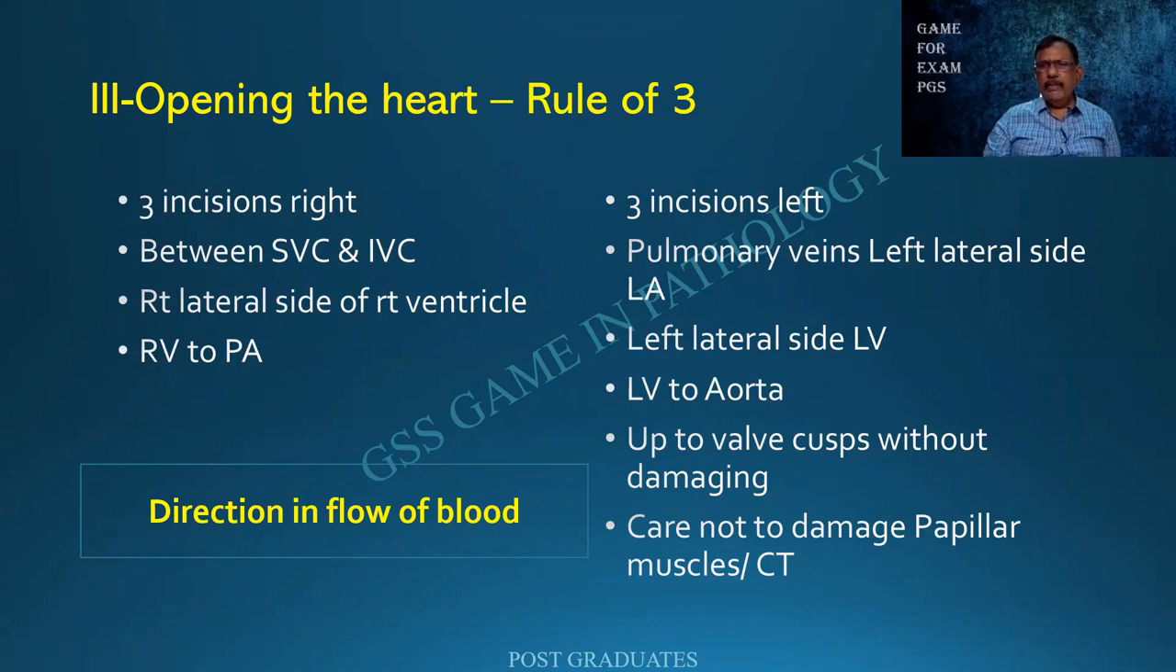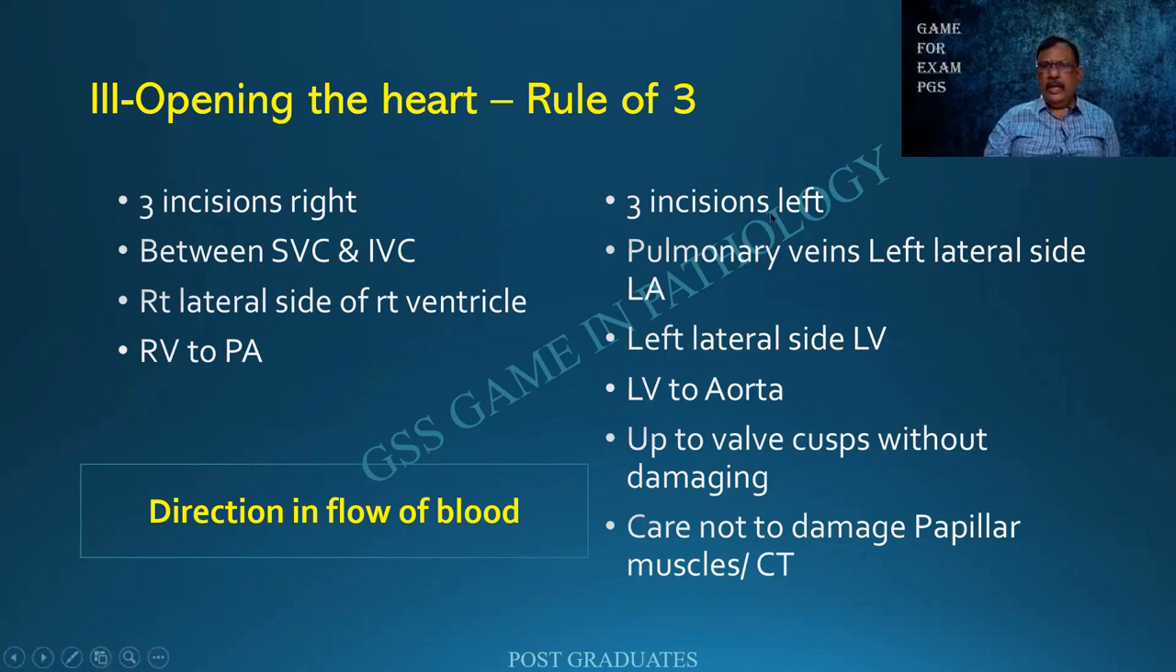So the lateral part of the right atrium is opened in between the vena cava, and we can inspect the right atrium from within. After which, the lateral side of the right ventricle is opened. The third incision shall be from the right ventricle up to the pulmonary artery, close to the interventricular septum on the right side. Do not damage the septum. And we are also not supposed to damage the valve cusps.